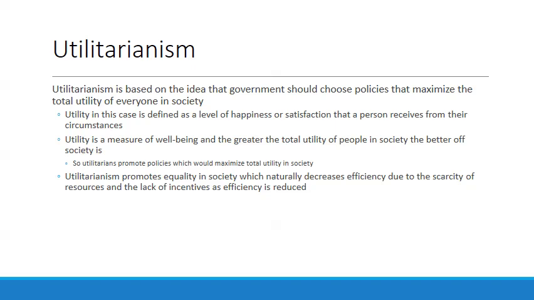Utilitarianism promotes equality. So they would have the most amount of income redistribution. Their design would be to make everyone as equal as possible in order to make a happy society. Now, when you promote equality in society, what you're naturally decreasing is the efficiency of productivity due to the scarcity of resources. Basically, if you're taking money from the rich and giving to the poor in order to create greater equality within society, you're reducing the efficiency of the market, because remember, efficiency and equality are at opposite ends of our production possibilities curves, and you're reducing the incentive.